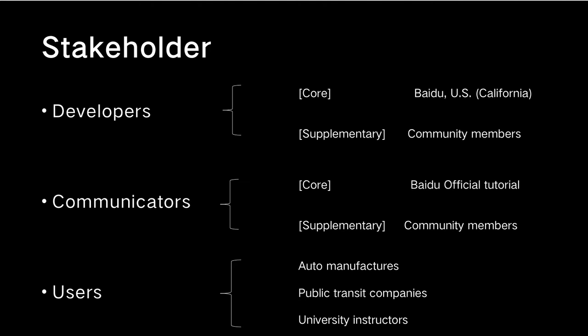The last one is users. Many traditional automobile manufacturers have already become partners with the Apollo project. Some cities in China have also deployed Apollo in autonomous buses as part of their intelligent public transit system. In universities, some students also implement their algorithms on the Apollo platform. That is an example of education use.